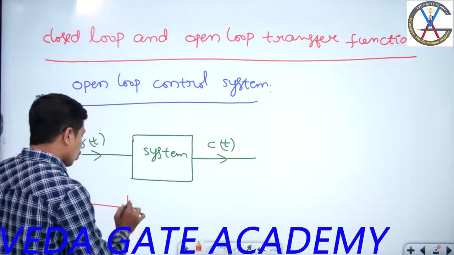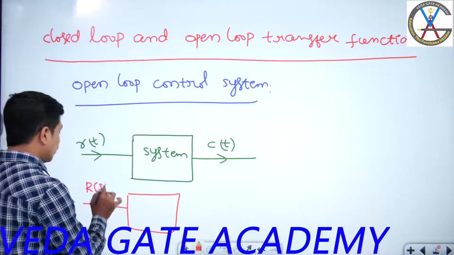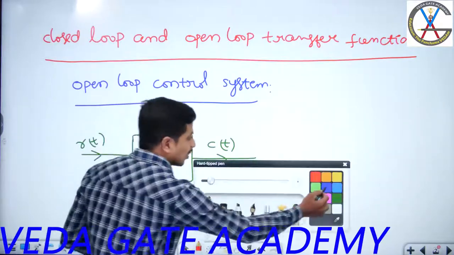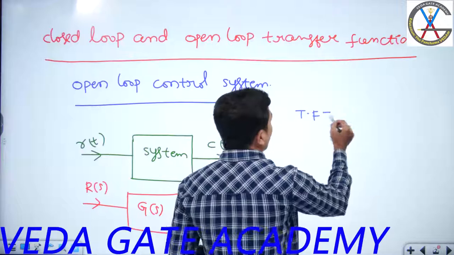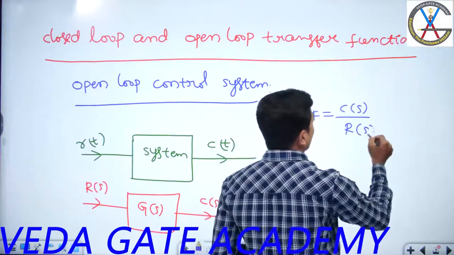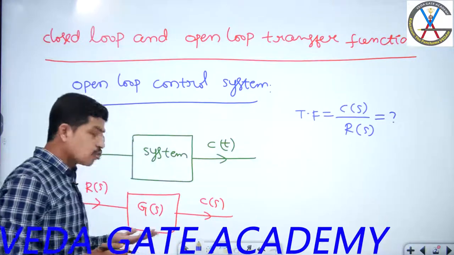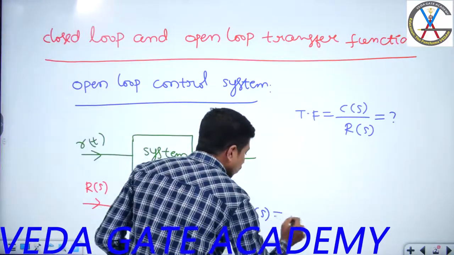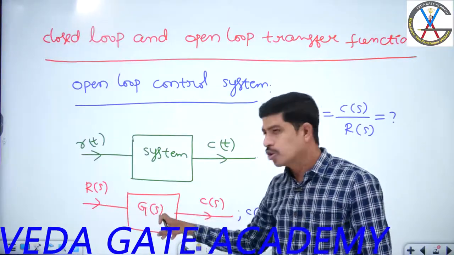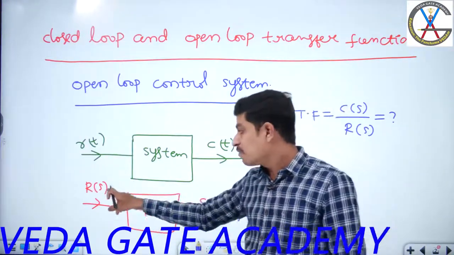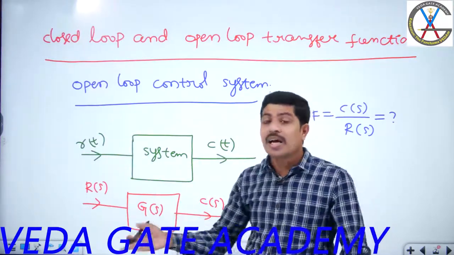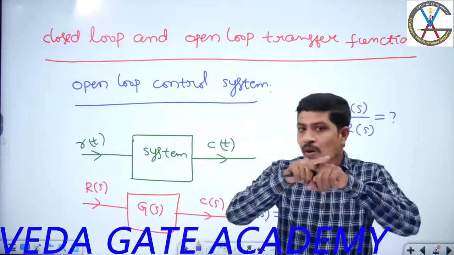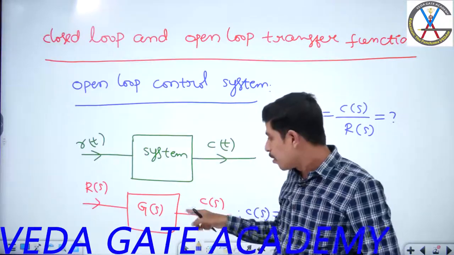Let me show it in the S domain first. This is R of S. This I simply call G of S. This is C of S. Tell me the transfer function. Transfer function is equal to the Laplace transform of output, C of S by R of S. In the S domain we can multiply the input with the system. So C of S is equal to R of S into G of S. But remember that R of S is a signal, while G of S belongs to the system. One is an input signal, another is a system. The one which depends on system parameters, we represent in a box.